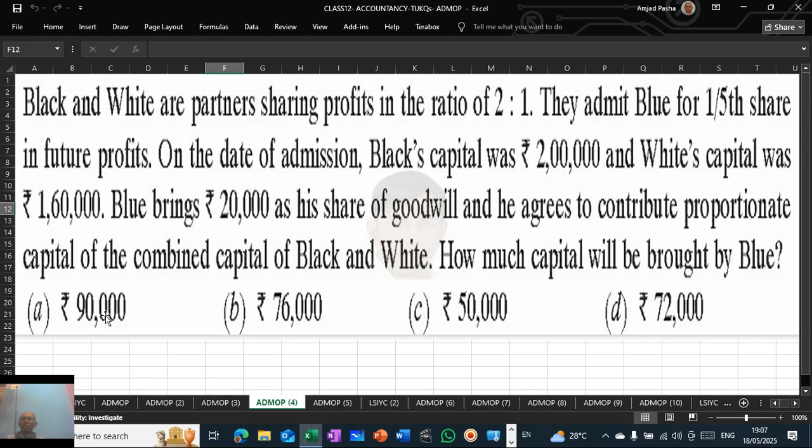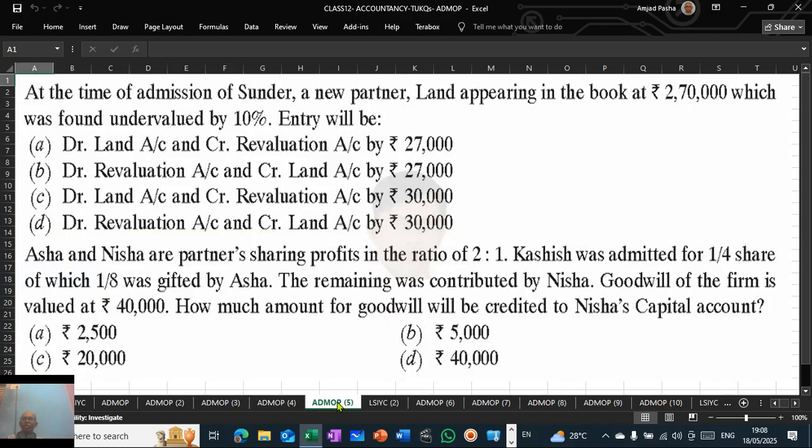The options are 90,000, 76,000, 50,000, 70,000. Basically, answer yourself and cross check with the solution. Next: at the time of admission of Sundar, a new partner, land appearing in the books at 2,70,000 was found undervalued by 10%. What will be the entry? There are two questions here: one question here, and another question next.